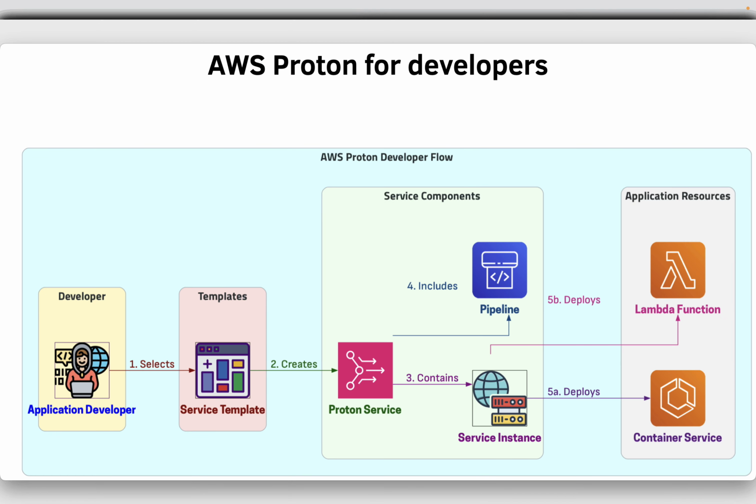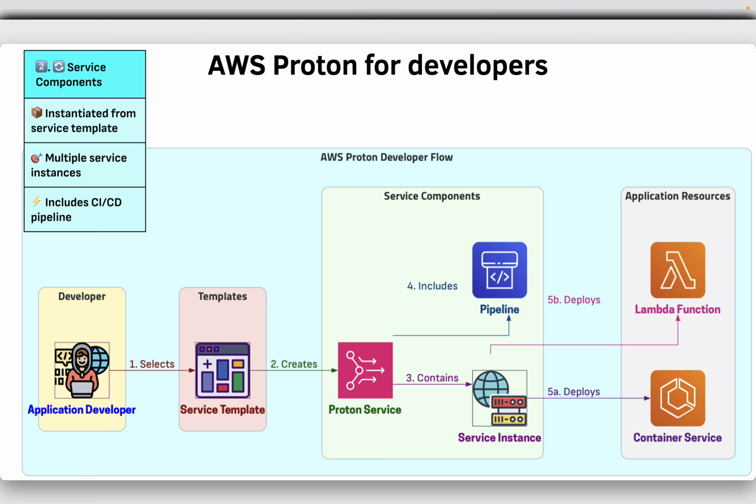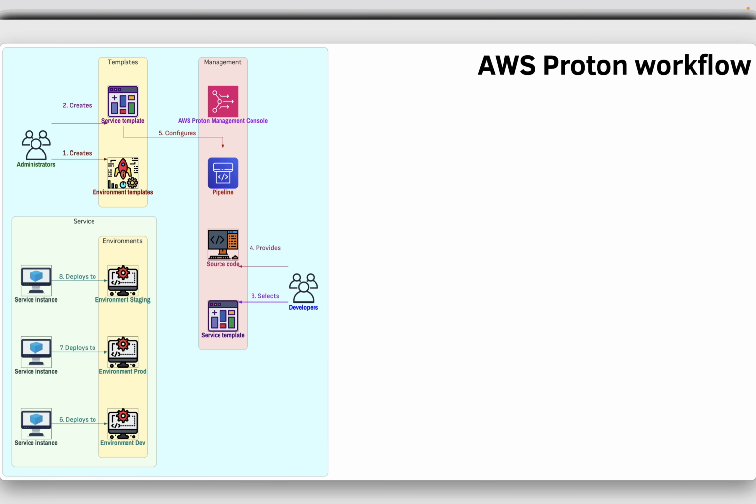Next is AWS Proton for developers, how it helps the developers. As an application developer, you select a standardized service template that AWS Proton uses to create a service that deploys and manages your application in a service instance. An AWS Proton service is an instantiation of a service template which normally includes several service instances and a pipeline.